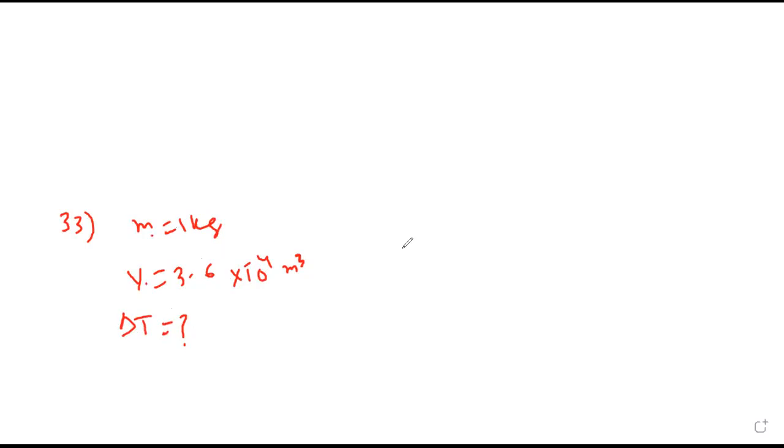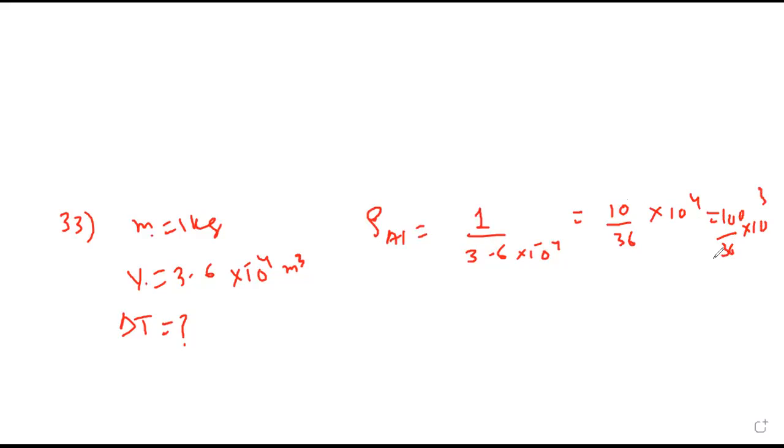See, from mass and volume we can get density of the aluminum. Rho of aluminium is 1 upon 3.6 into 10 raised to minus 4. That will be 10 upon 36 into 10 raised to plus 4. So we can write 100 upon 36 into 10 raised to 3. 4 into 9, 4 into 25. 25 upon 9 into 10 raised to 3.